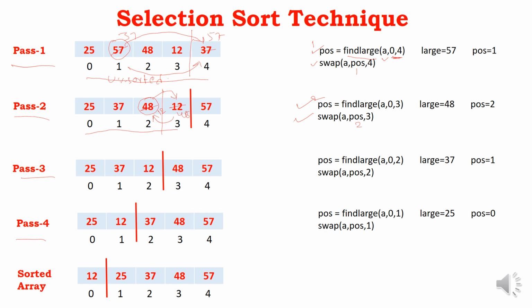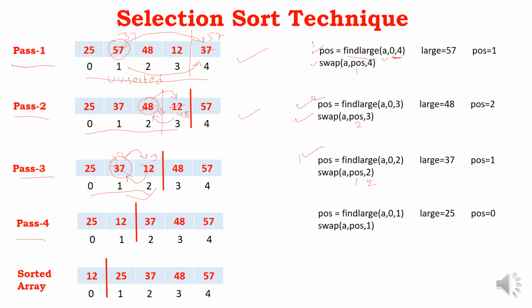So finding large and swapping with the last element is said to be a pass. Here we perform this in 5 elements. Here we perform this in 4 elements. Then we perform the same procedure in 3 elements also. 25, 37, 12. Again we find large. See here, find large. Find position. Position is 1. Then swap 1 and 2. Positions 1 and 2. Swap A, 1, 2. That is, in the array A, position 1 and position 2 are swapped. So 37 and 12 are swapped.